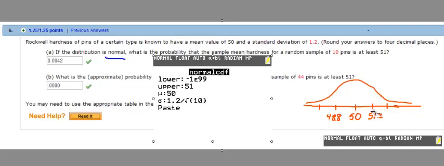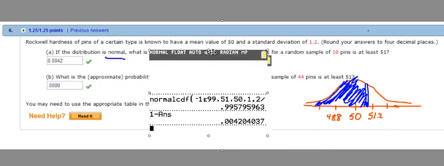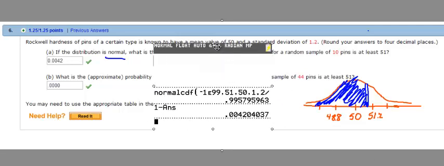So let's go on over to our graph, and what we are finding is from about here, maybe a little further up, on back. So they want to know at least 51. So that would mean anything above 51. Now what I calculated was anything below 51, but I can easily fix that. And here's my other screenshot of how I calculated this value.